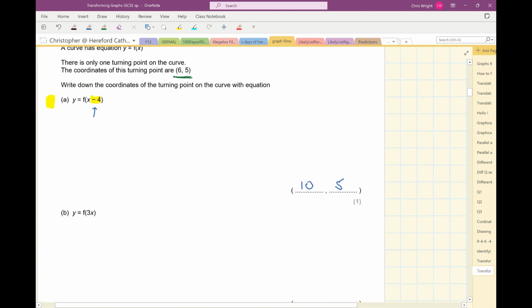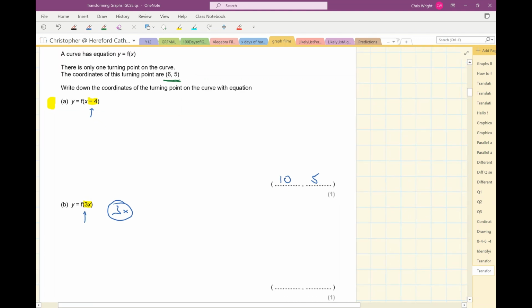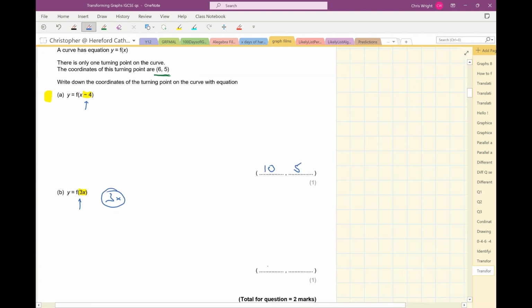Right, part B. Again, it's a change inside the brackets. So it's going to be a change to the x-coordinate, and it's going to be the wrong way. So it's not going to be multiplying the x-coordinate by 3. It's going to be dividing the x-coordinate by 3. So the x-coordinate won't be 6 anymore. It will be 2, and the y-coordinate will remain unchanged.